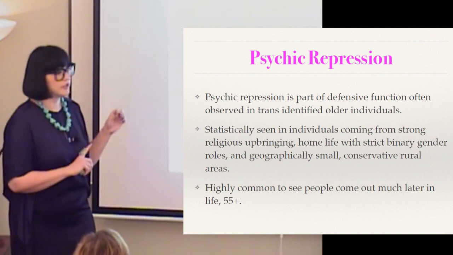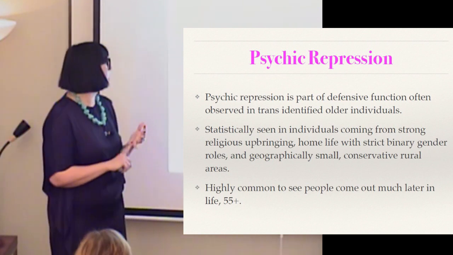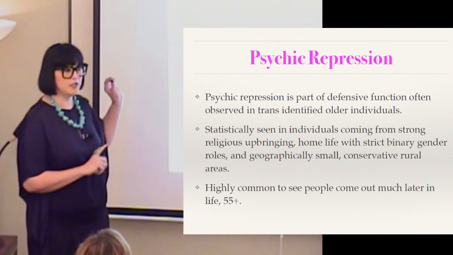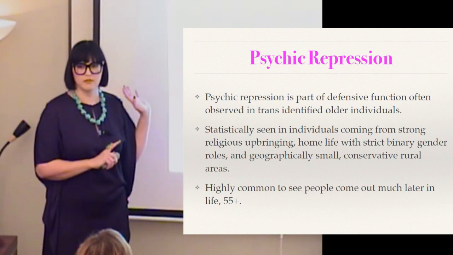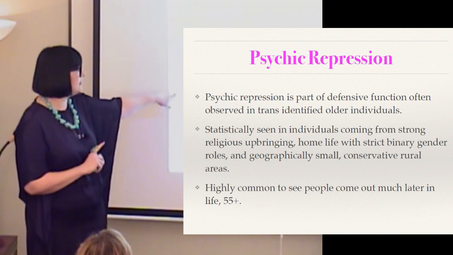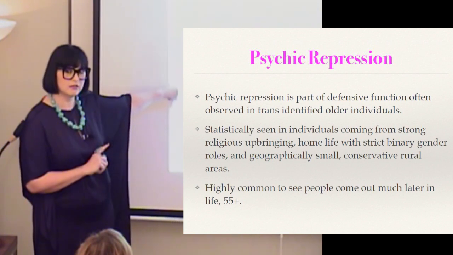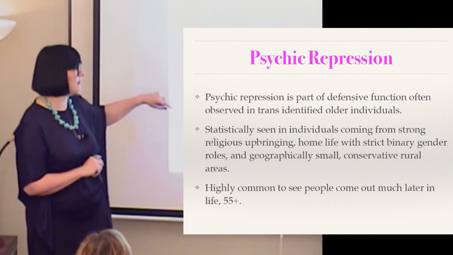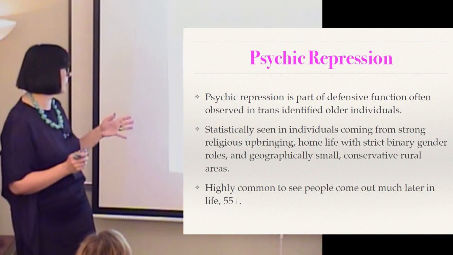And one of the answers is psychic repression. As many of you know, psychic repression is part of defensive function, and I observe it being incredibly common with trans people. Statistically, I see it most with people who tend to come from very strong religious backgrounds. They come from lives that have strict binary gender roles.